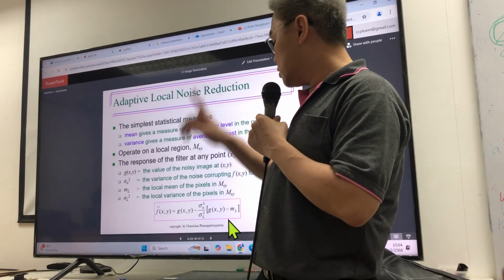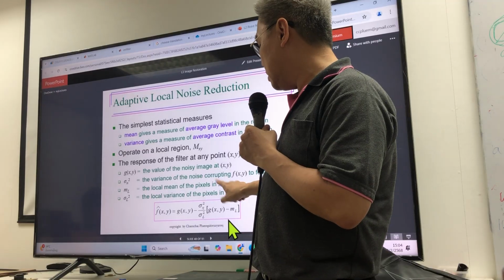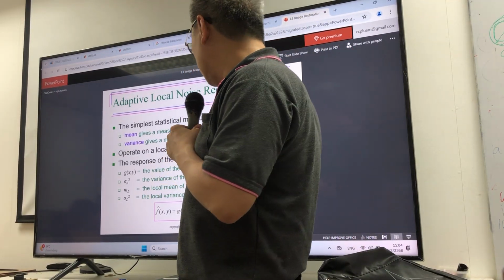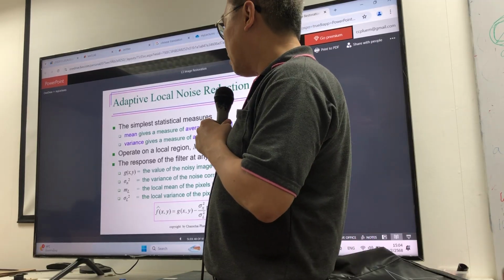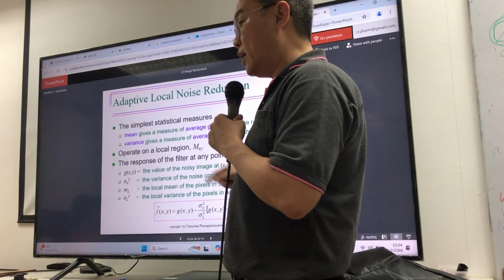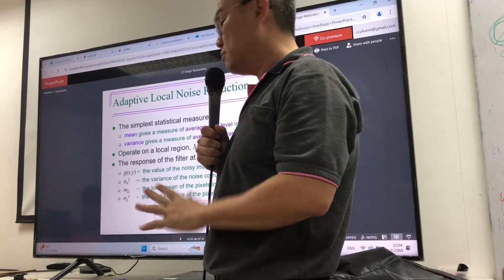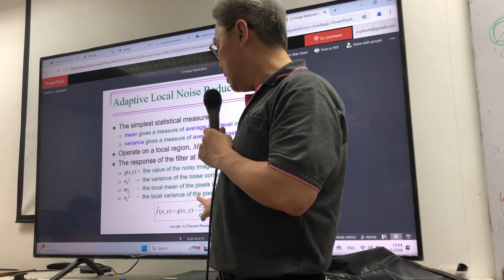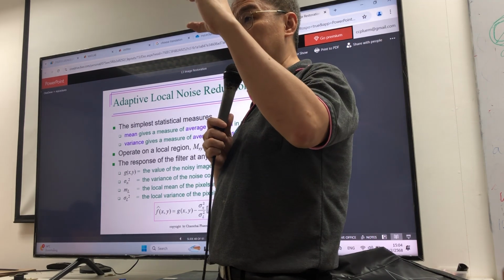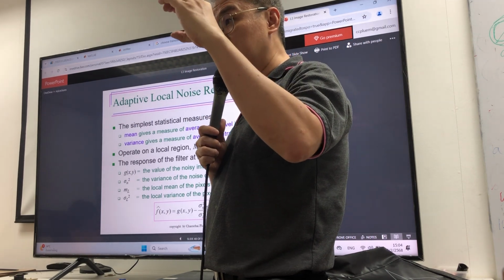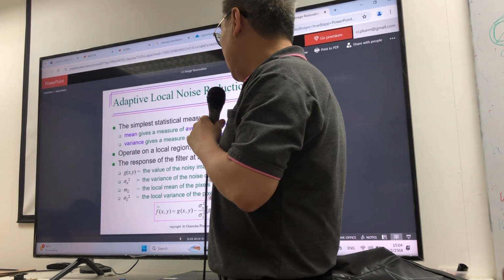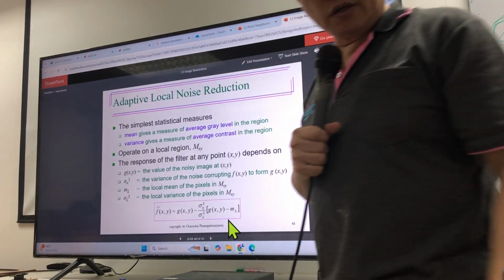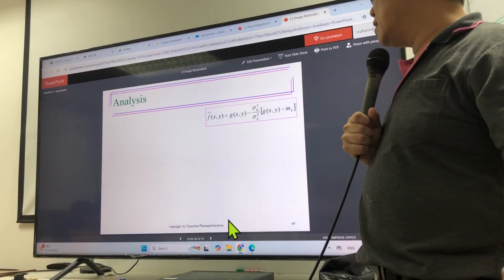There are three things. ML is the local mean. Sigma square n is the variance of the noise, or I call it the global noise, the noise of the whole image. And sigma square L is the local variance, meaning the variance of only the window. ML is the mean of the window. So it depends on these three things.